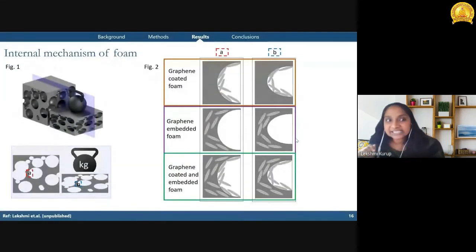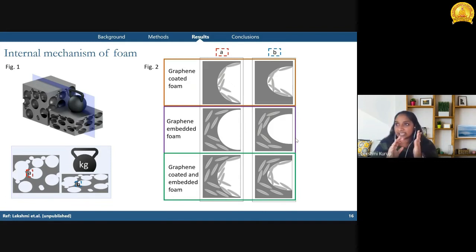Now I'll just give an idea about the internal mechanism of each foam. Figure 1 represents the uncompressed as well as the compressed situation of the foam. So the lower figure, the second figure of figure 1 itself shows two portions, inset A and inset B, where inset A shows the uncompressed situation and inset B shows the compressed situation. So in figure B, we have shown the compressed as well as the uncompressed situation of the three types of foams. So firstly, the graphene coated foams.